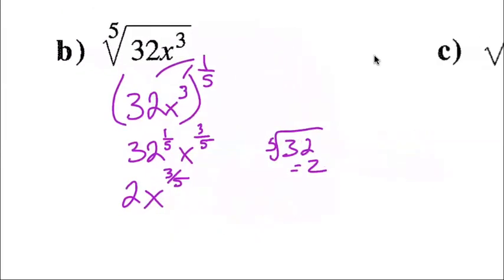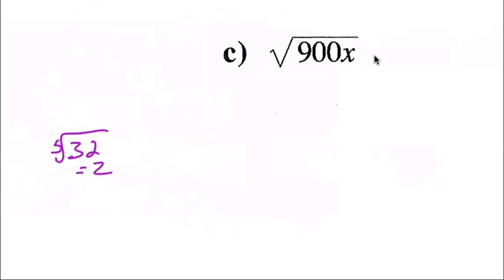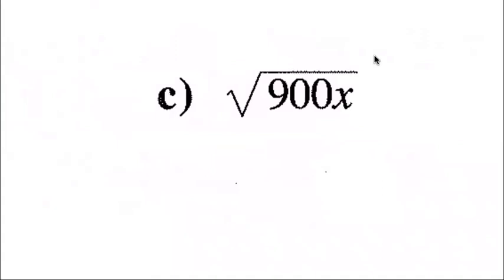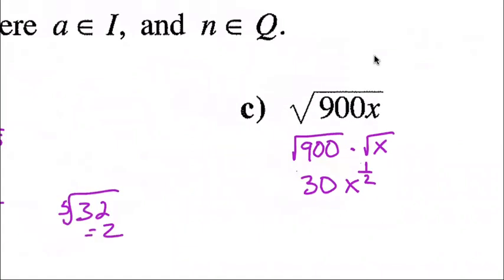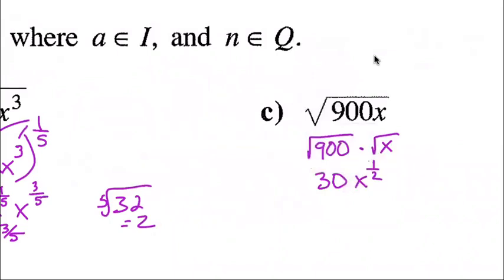Question C. Square root of 900x. Okay. Another way you can look at doing some of these is I could split this up. Square root of 900 times the square root of x. Well, square root of 900 is 30. Square root of x as an exponent is x to the power of 1 over 2. And that one's done. Sometimes it helps to split them, sometimes it helps to not.